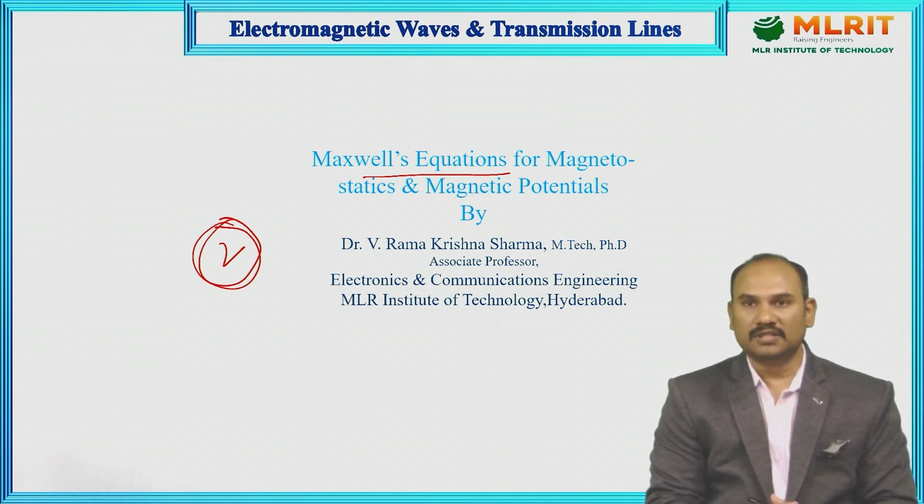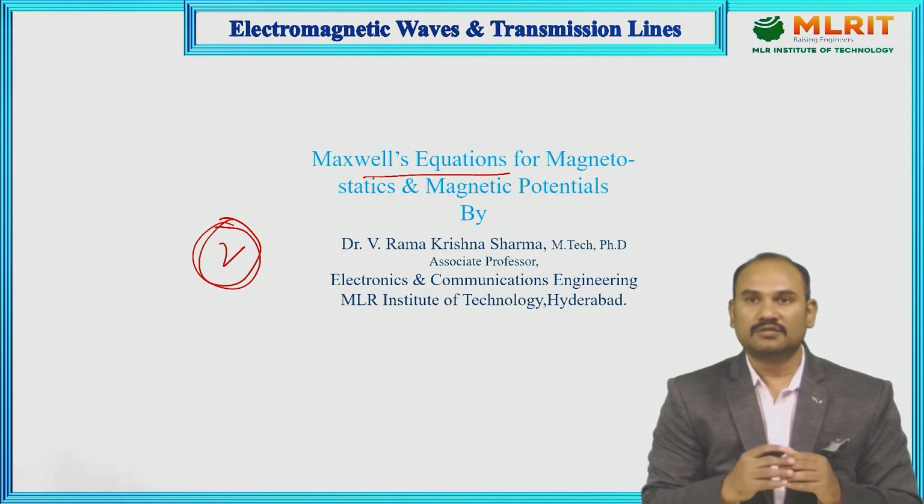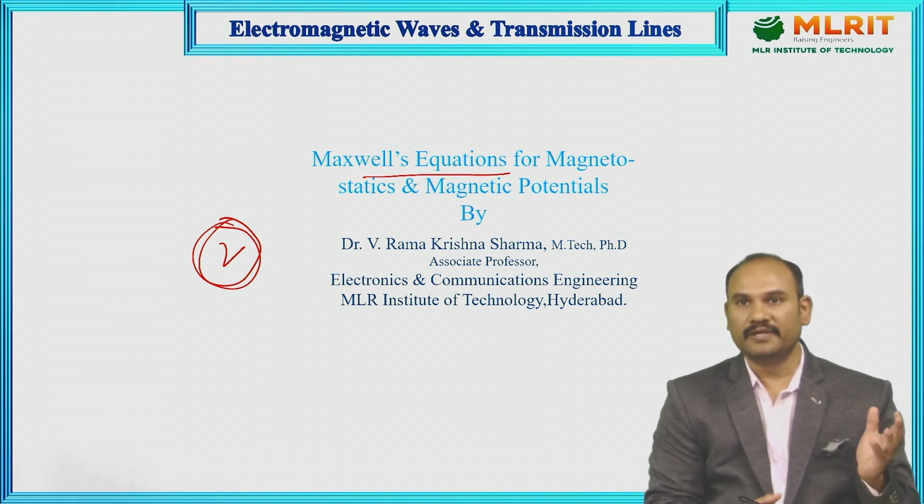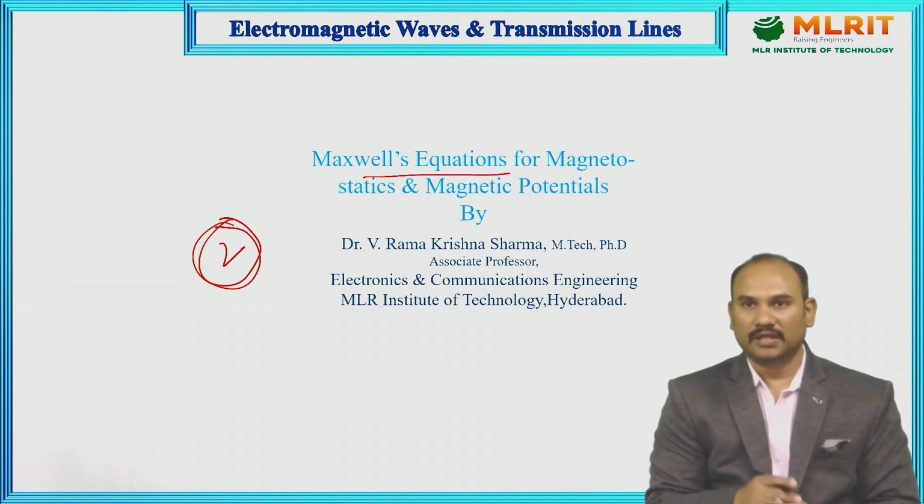Even though Maxwell's equations are actually meant for time varying fields, first we should try to understand how the equations look in their static form, for static electric fields and static magnetic fields. In unit 1, we have seen two Maxwell's equations for electrostatics. In unit 2, in this discussion, we are seeing two Maxwell's equations for magnetostatic fields.